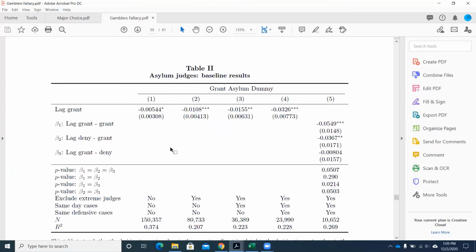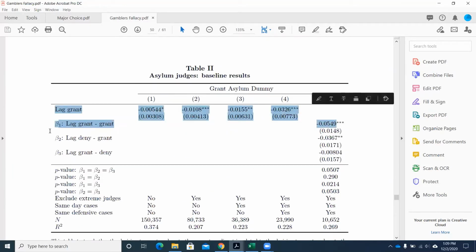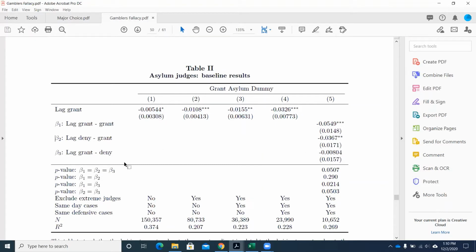So when we go down here, they will focus on this top row. This final column we're not going to talk about. It's some things outside the scope of what we're going to cover. So they provide 4 different columns here. Each one represents a separate regression.